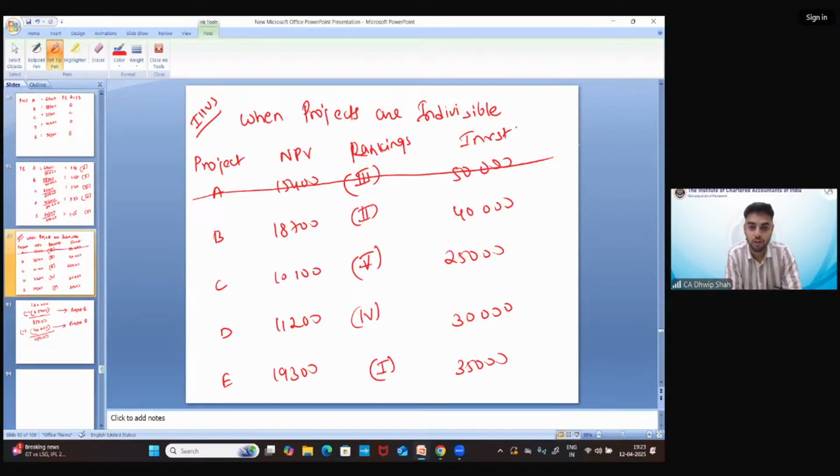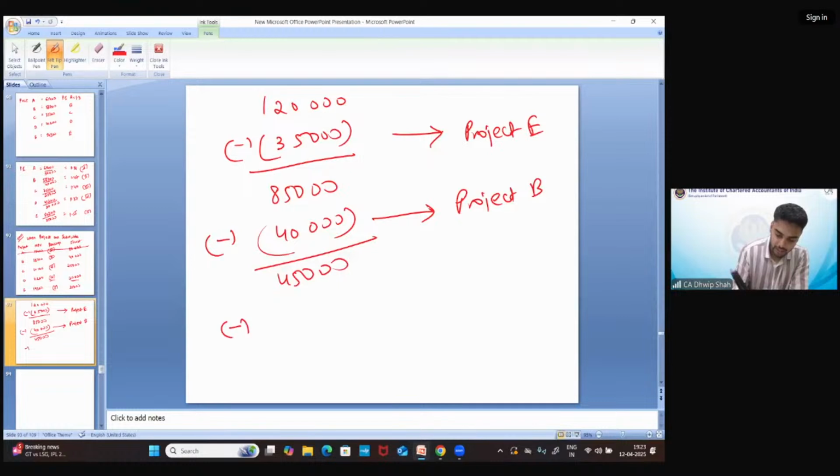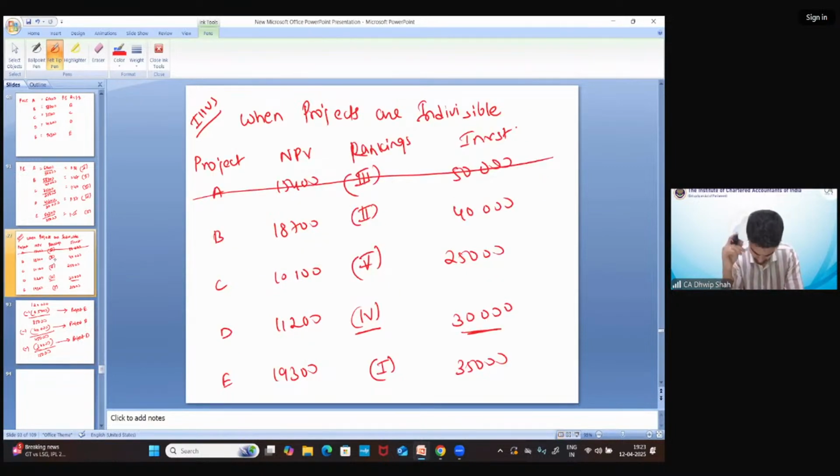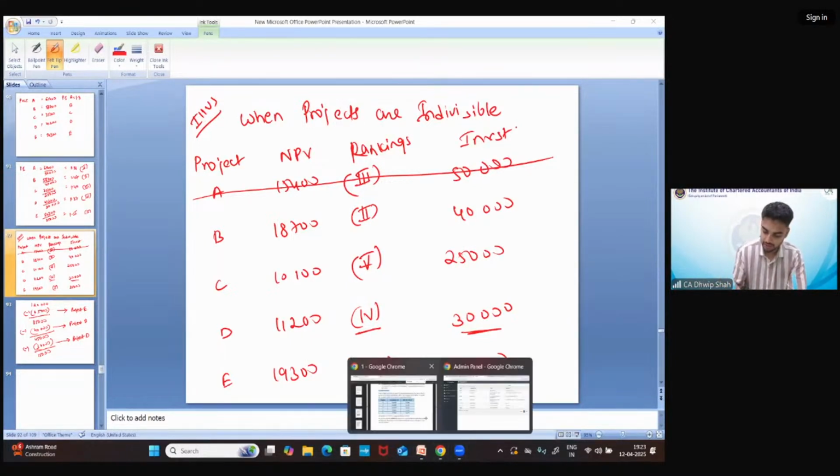So now go for बेस्ट रैंकिंग अगेन, उसके बाद कौन सा प्रोजेक्ट है, project D is costing 30,000. Yes or no? Project D is costing 30,000, so I can take project D as well, and my balance would be 15,000. Fifth best ranking, project C. Will I be able to take project C? No, because I don't have enough funds.